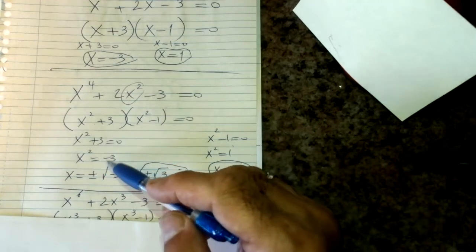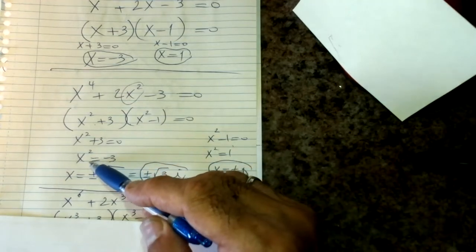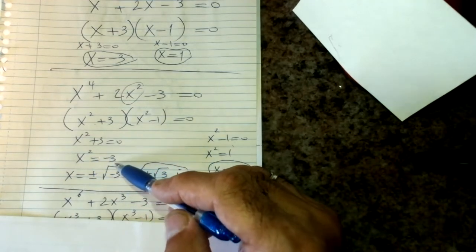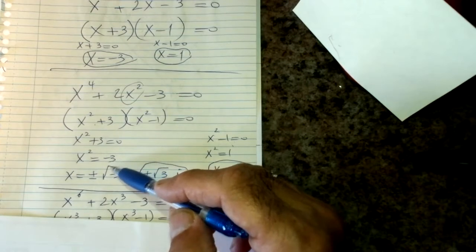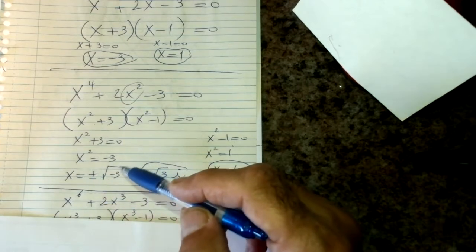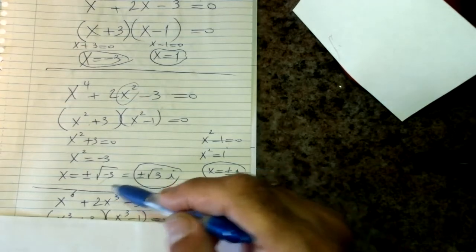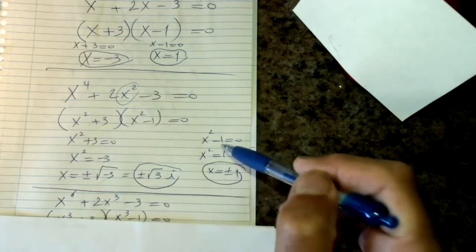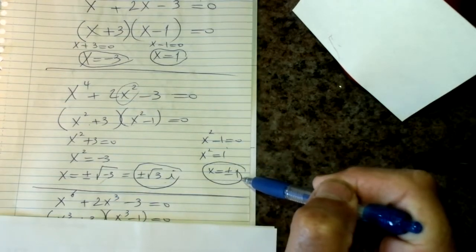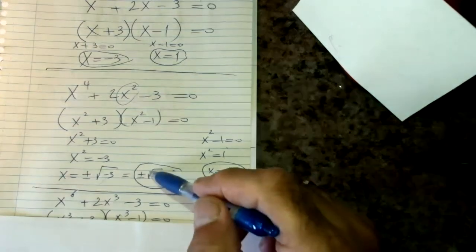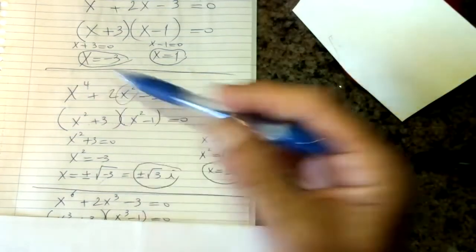Now this one, x² is -3. Remember, if you take a number and raise it to the power of 2, it cannot be negative, so there are no real numbers. But when I take a square root of both sides, you could remove the negative out and put an i. So this one has plus or minus radical 3i, and this one is plus or minus 1. How many answers? 1, 2, 3, 4. Why? Because the highest power is 4.